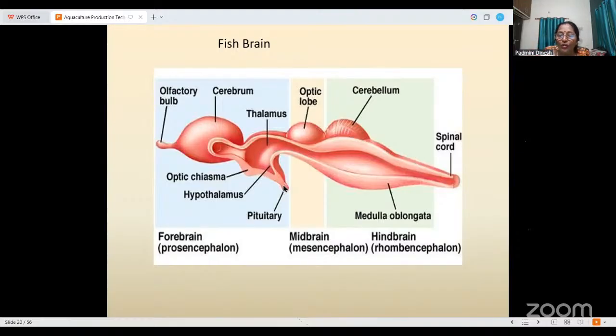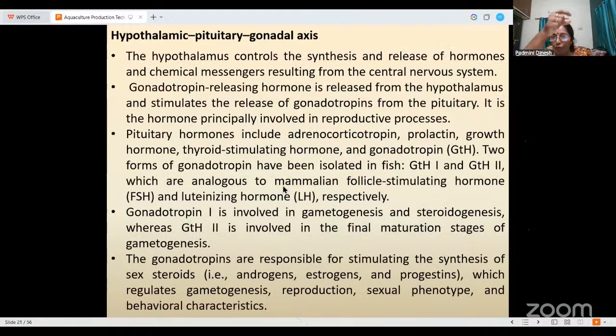Now, this goes and gives information to whom? To the thyroid glands over there. So this is the process that goes on. It goes and gives information to the pituitary, and now this goes and gives information to the thyroid glands, which in turn is going to give rise to thyroid stimulating hormones. How? Pituitary hormones include adrenocorticotrophin, prolactin, growth hormone, thyroid stimulating hormone, and the gonadotrophin, GTH, for the gonads. The two forms of gonadotrophins isolated from fish are GTH1 and GTH2.